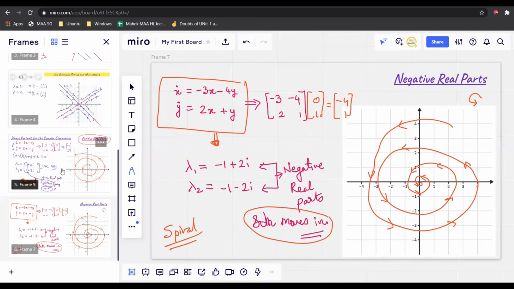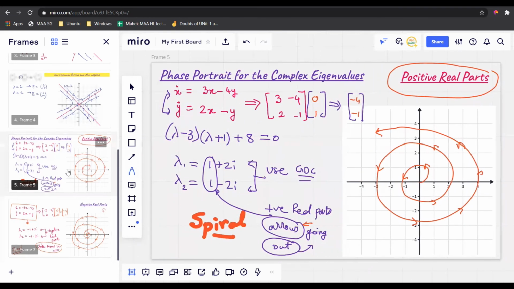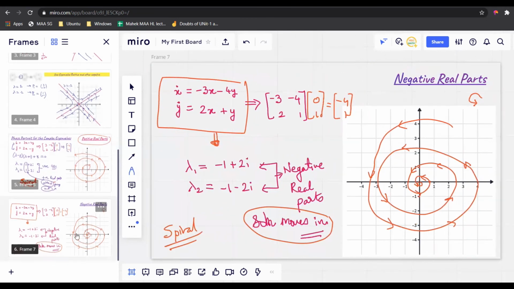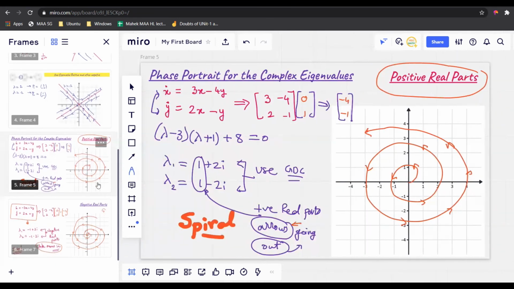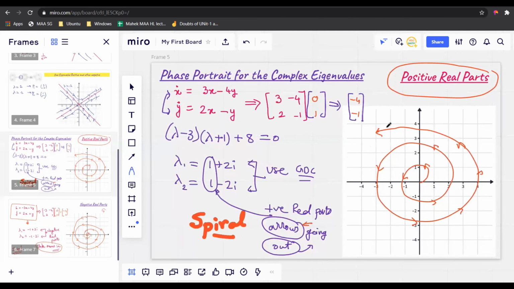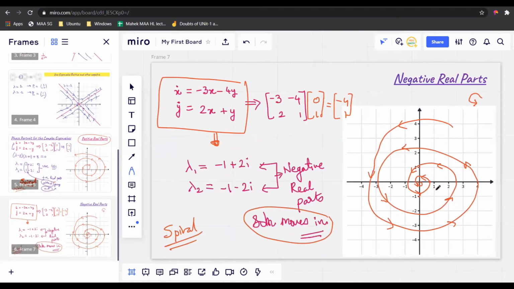I put an arrow. If you want to compare with the previous graph, you can check that. Here it is moving out; you can see the arrows are going out. Here the arrows are coming in, moving toward the origin. So in the case where the arrows are going out, it is unstable. Remember our previous video, it's unstable. And where the arrows are going in, this is a stable spiral.